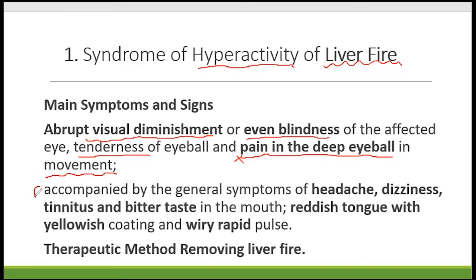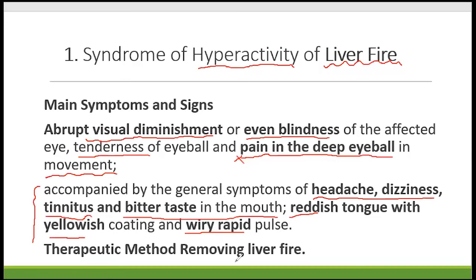Other symptoms, pattern symptoms. So we know liver fire rushing up can cause headache, can cause dizziness, tinnitus, and can cause a bitter taste in the mouth. And the tongue is red with a yellow coating. So those are the generalized symptoms related to liver fire.